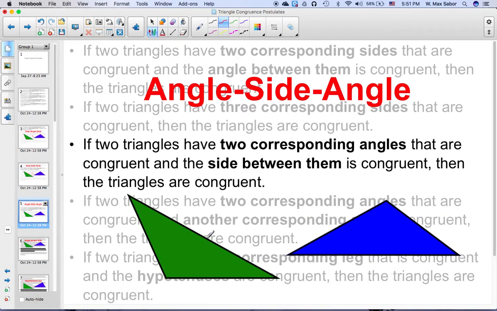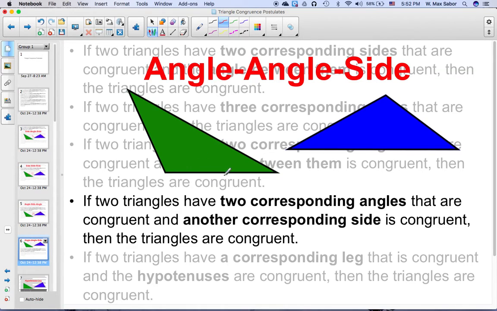Angle, side, angle is saying if we have an angle and another angle that match up, and the side between them is congruent, then the triangles are congruent.